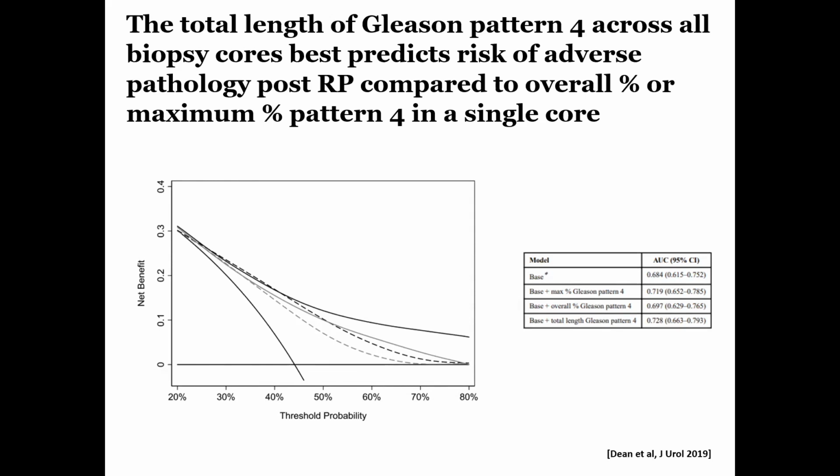We evaluated this in a decision curve analysis on the left and a multivariable model on the right. As we can see, the base model plus total length of Gleason pattern 4 across multiple thresholds of probability for adverse pathology after radical prostatectomy is better for predicting these outcomes compared to the various techniques demonstrated.